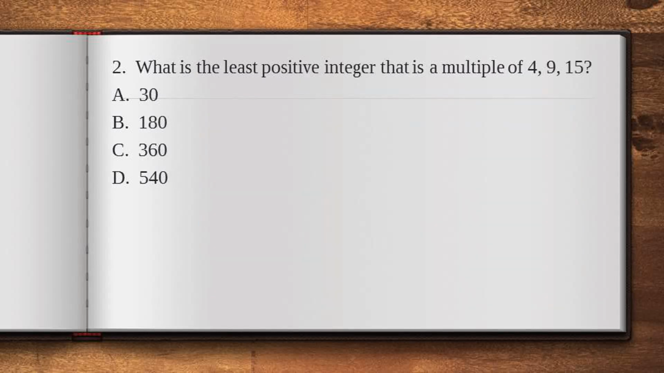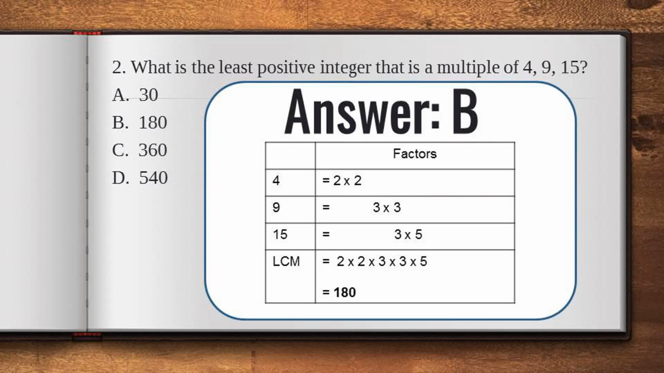Question number 2. What is the least positive integer that is a multiple of 4, 9, and 15? Letter A, 30. Letter B, 180. Letter C, 360. Letter D, 540. The correct answer is letter B.